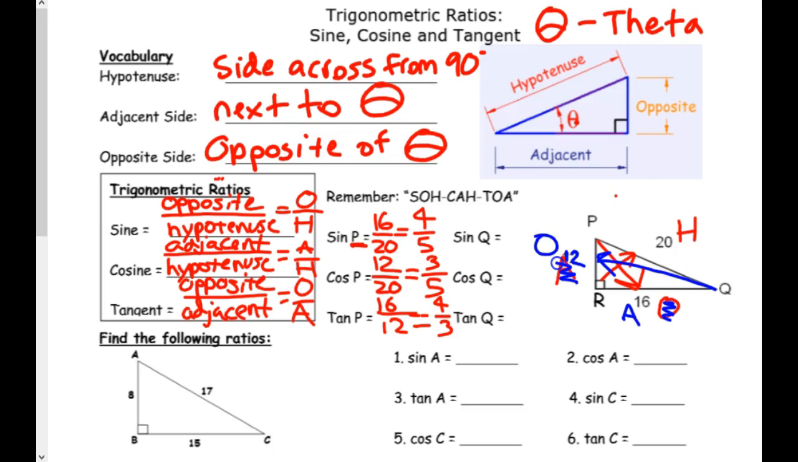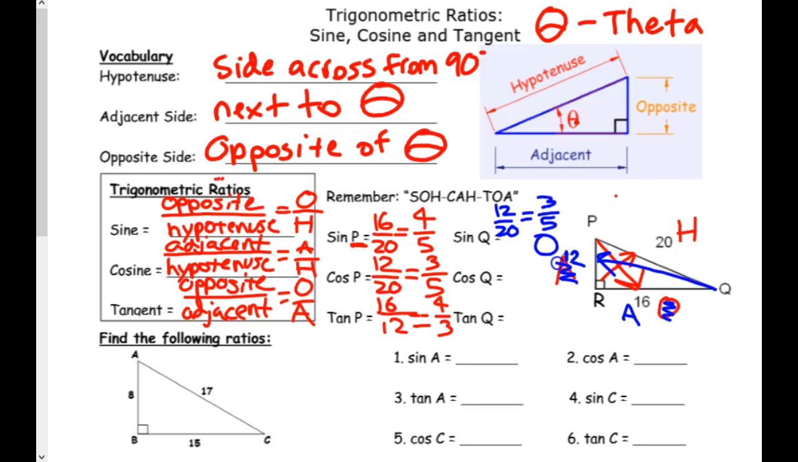So help me out. Sine is O over H, right? So what's O? And what's H? Thank you for writing this stuff down, right? So 12 over 20 reduces to 3 over 5. 3 over 5.